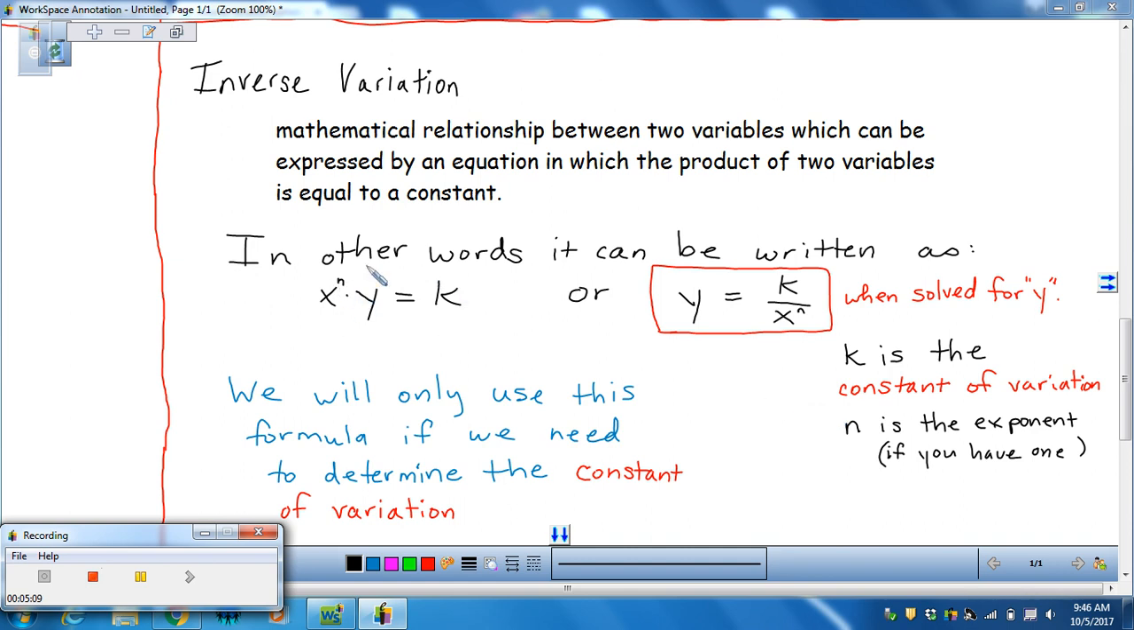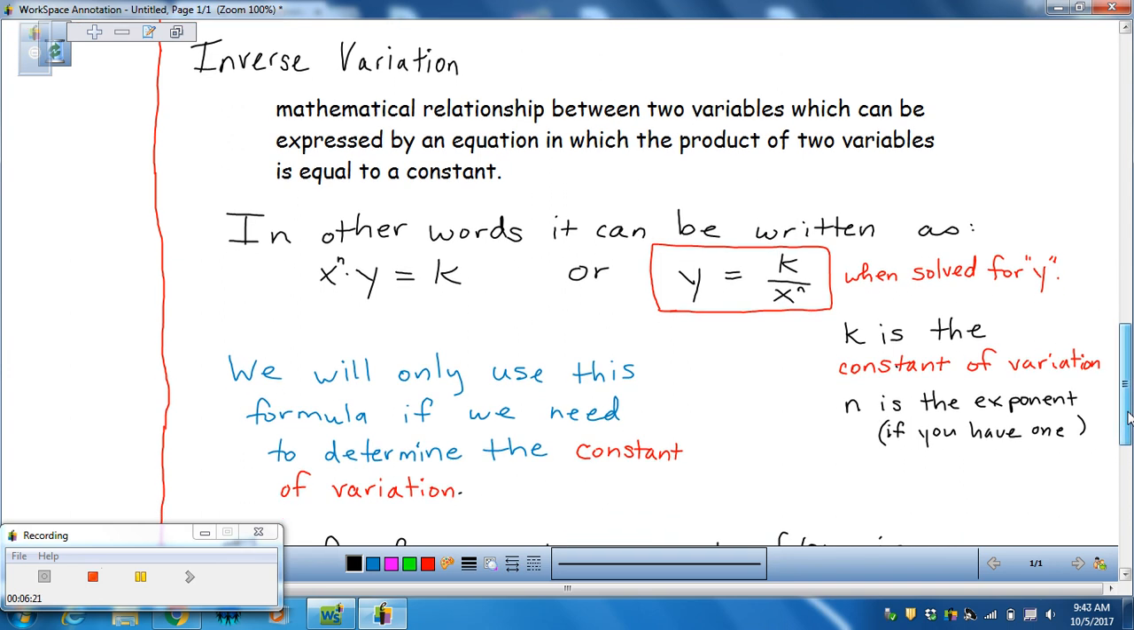But I can also take this same equation, and if I put it in terms of y, when I solve for y, I'm dividing both sides by x to the n. I will get the more familiar form of the equation, which is y equals k divided by x to the n. And this is the format that you'll see when it's solved for y. Again, k is your constant of variation, and n is the exponent if you have one. We will only use this formula if we need to determine the constant of variation. Today we're going to be concentrating on finding the fourth term.